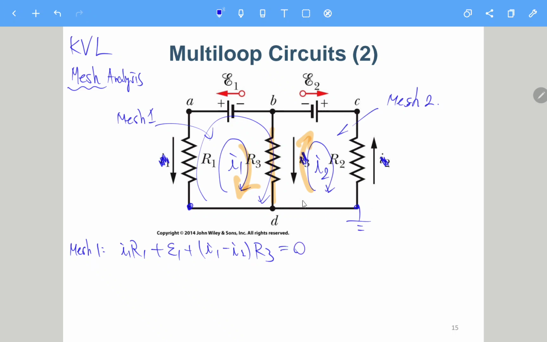And for the second loop, also we start from here. So here we have I2 minus I1. So for the mesh 2, we have I2 minus I1 times R3. And then from here to here, this is higher, this is lower, so we should subtract E2. And then going to here, I2 R2 plus I2 R2 equals 0.